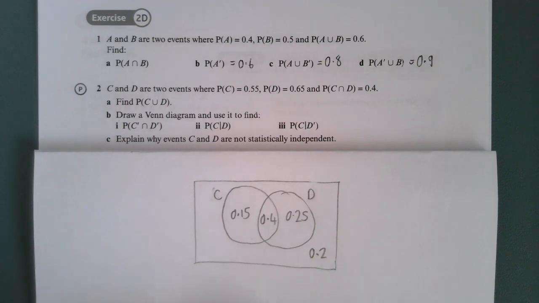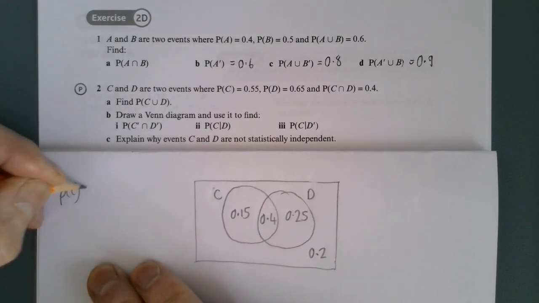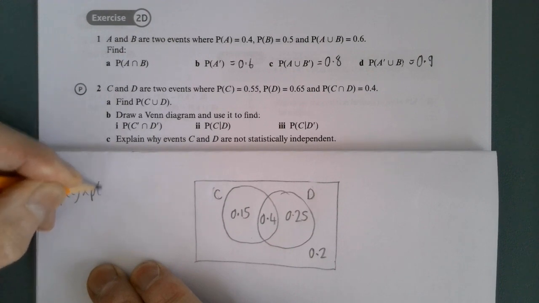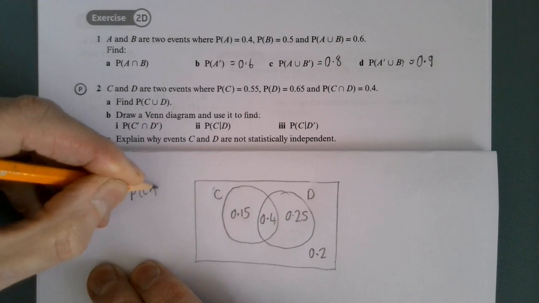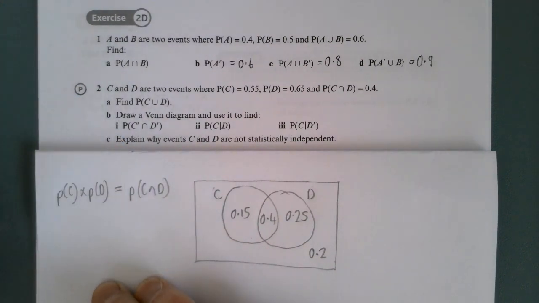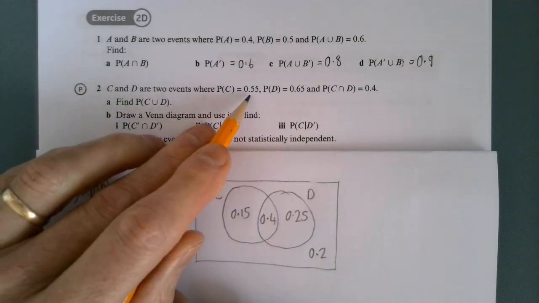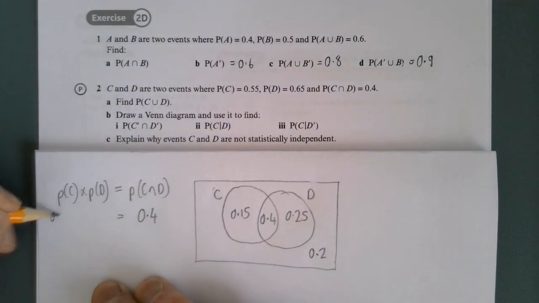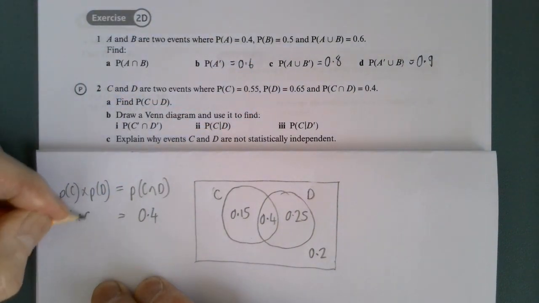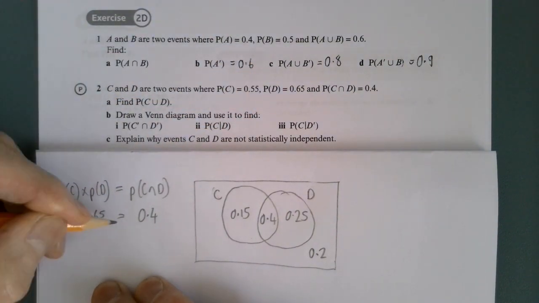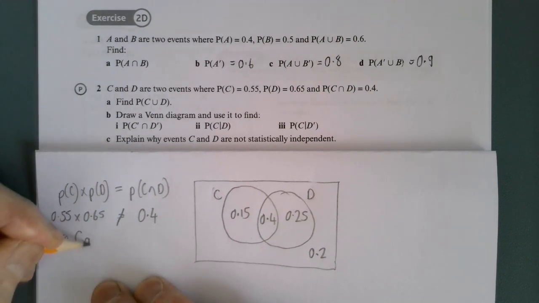Remember, that's the first formula, which is if they are independent, the probability of C multiplied by the probability of D would give you the intersection. Now, in this case, the intersection is 0.4. The probability of C happening on its own is 0.55. And the probability of D happening is 0.65. Those two multiplied together do not equal 0.4. So C and D are not independent.